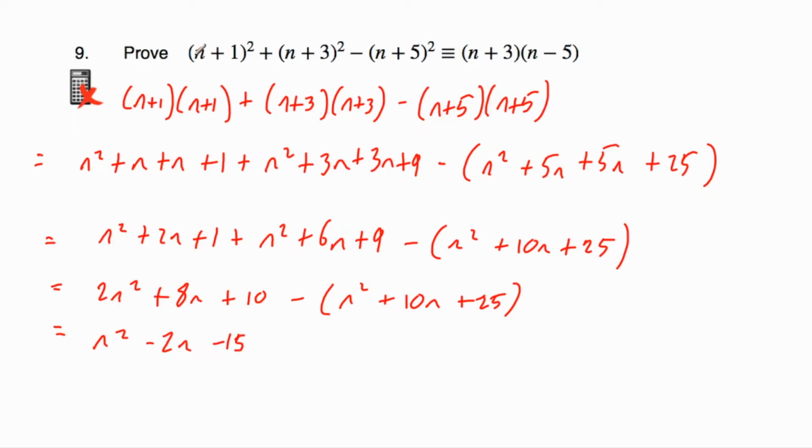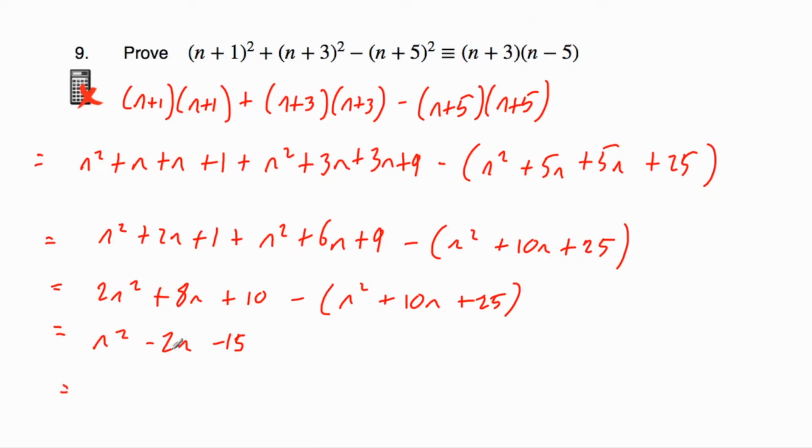So what we found is, when we expand all these brackets and simplify the left hand side, we get n² − 2n − 15. Now we want to show that's equal to (n + 3)(n − 5). If we were to factorize this quadratic and get this, then we would be done. We would have shown that all this is equal to that. So let's see if we can factorize.